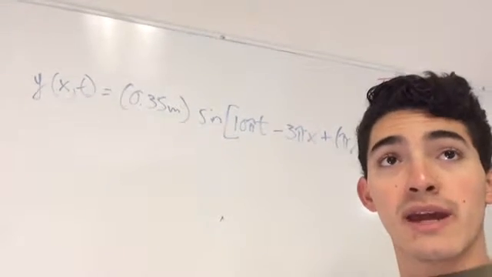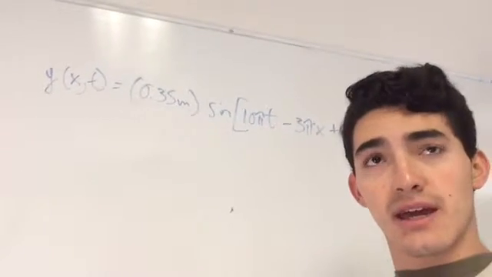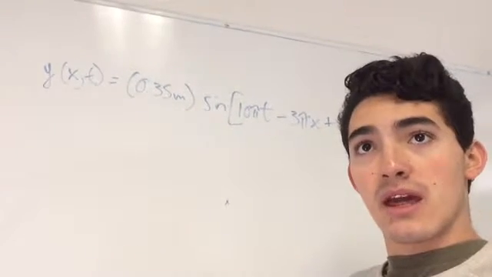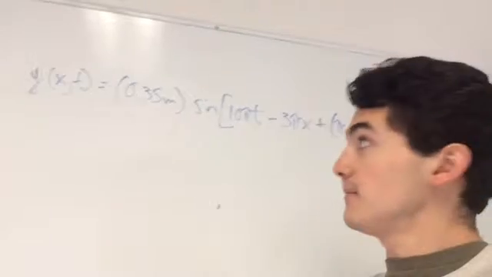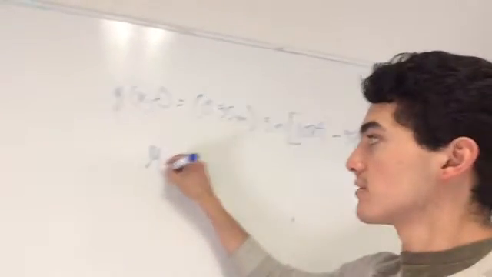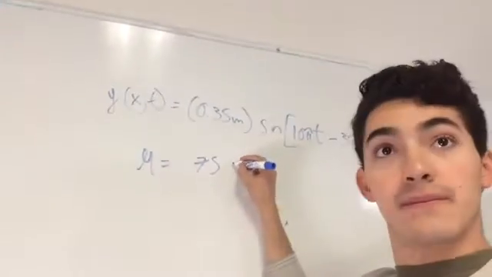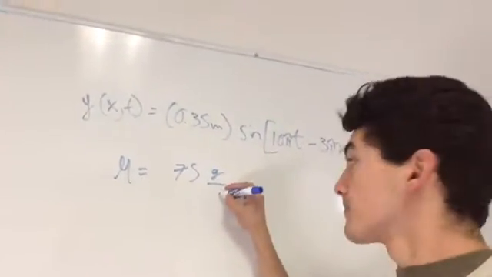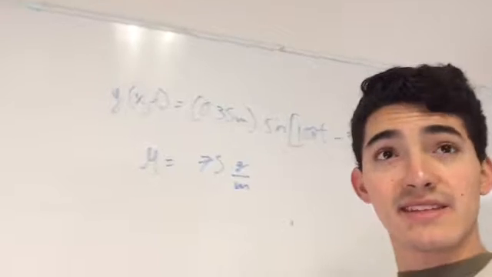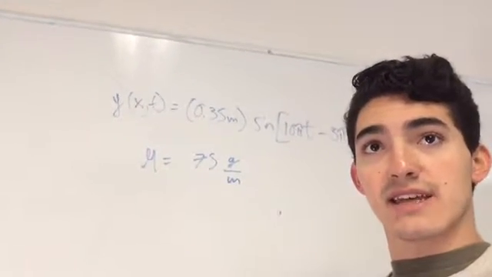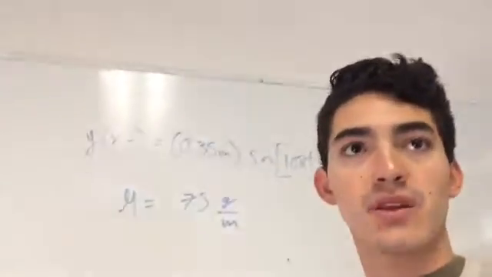Here we have to find the average rate at which energy is transmitted along the string if the linear mass density is equal to 75 grams per meter. And the second question is, what is the energy contained in each cycle of the wave?